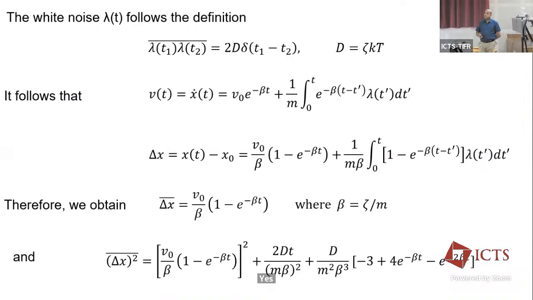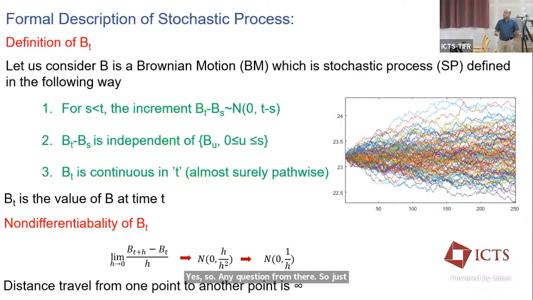Okay. Whatever we have discussed so far, we can give a formal description of this stochastic process. So far we have described this Brownian motion in terms of a particle, but this stochastic process is not limited only to a particle in nature. It is applied in many branches of sciences, and that's why here I have given a formal description of this stochastic process.